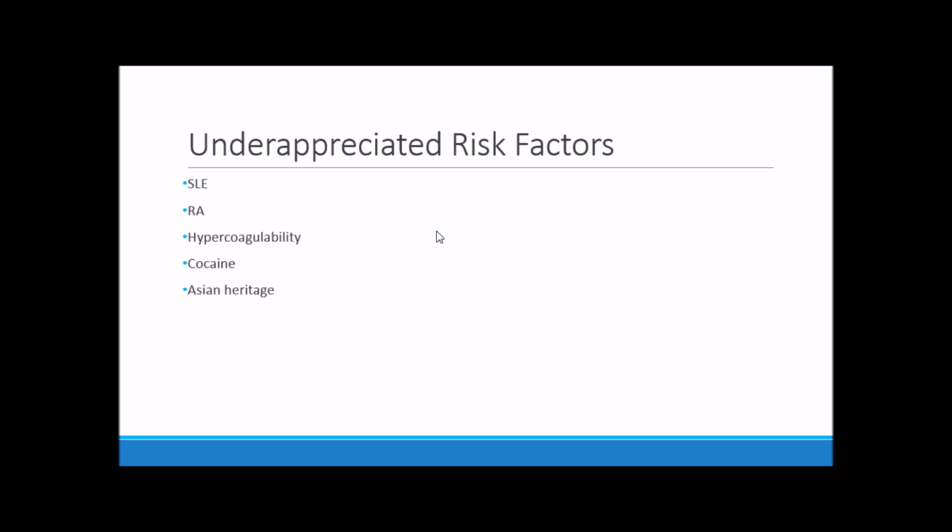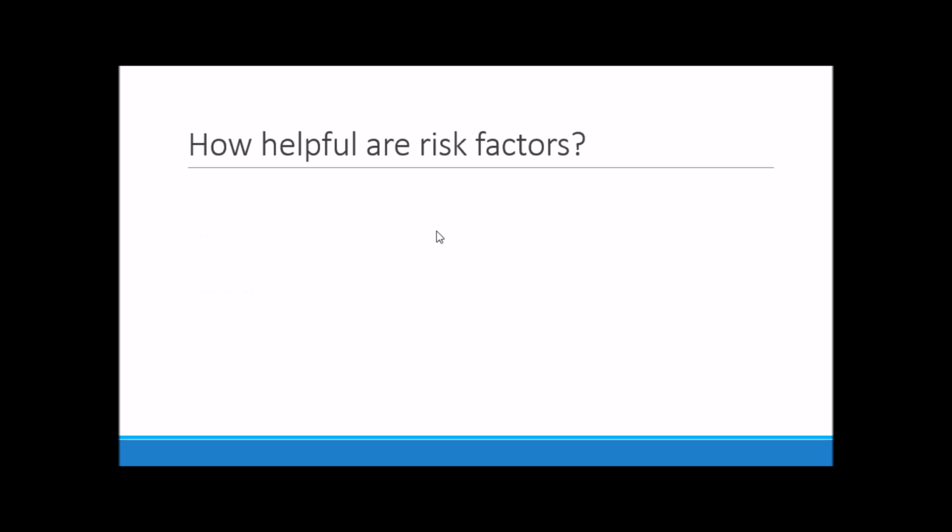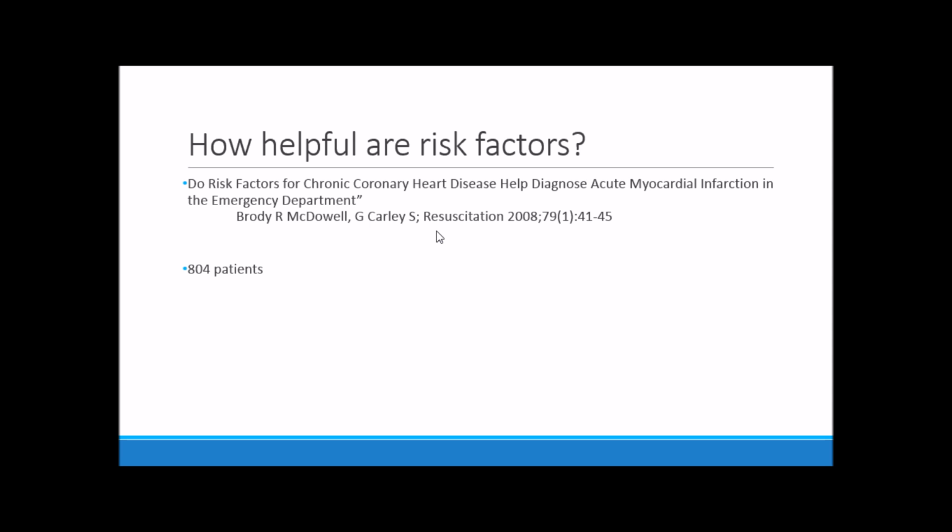Chronically, it does, and acutely, it can precipitate platelet aggregation. Okay, so A, you're vasospasming, and B, your platelets want to aggregate. Bad combination. Okay, so how helpful are risk factors?